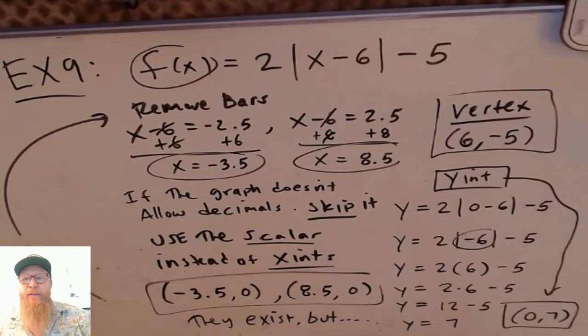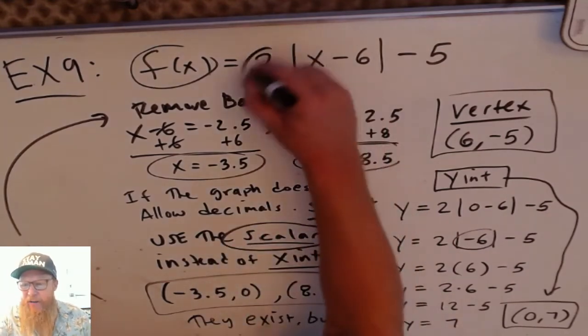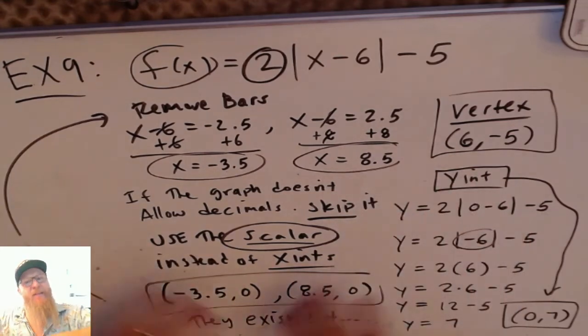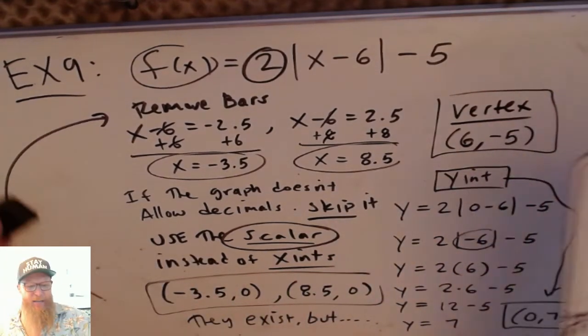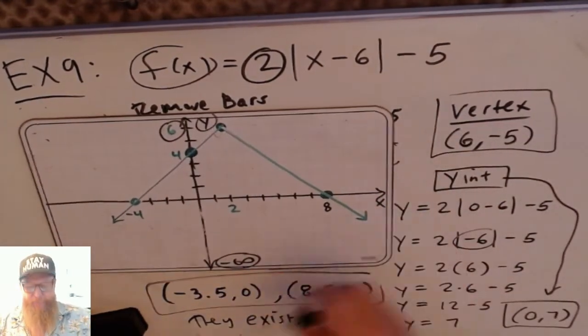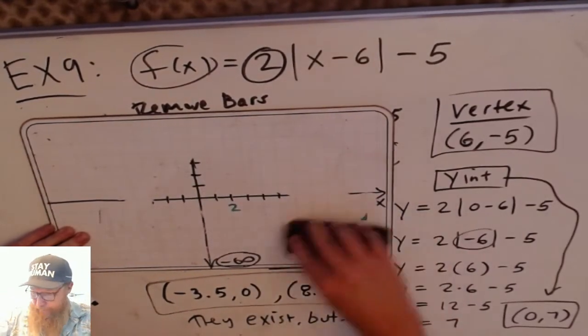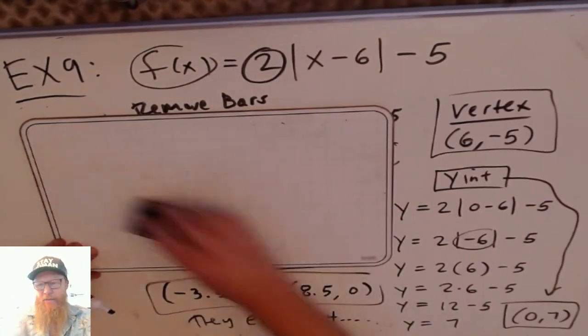All right. So there it is. If you get a whole number or an integer, then you can definitely plot it. All of the graphs allow integers, but they don't always allow decimals. It's hit and miss. It just depends on the programming. So what we're going to do is use the scalar, the 2, instead of the x-intercepts. And the x-intercepts will still exist, I'm just not going to actually click on them. Okay. So let's see.